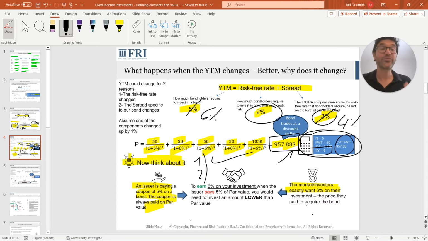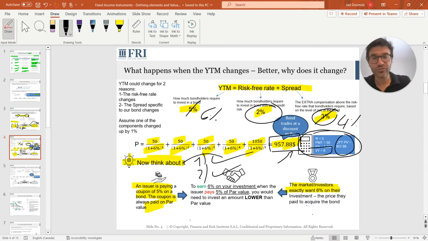paying 5. Now there's a second source. Remember that at maturity, they always pay you back par value. So 5 years from now, you will receive $1,000. But again, you never invested $1,000. You only loaned out, you only invested 957. So that's an extra gain because at maturity, they will pay you back 1,000, but you only invested 957.